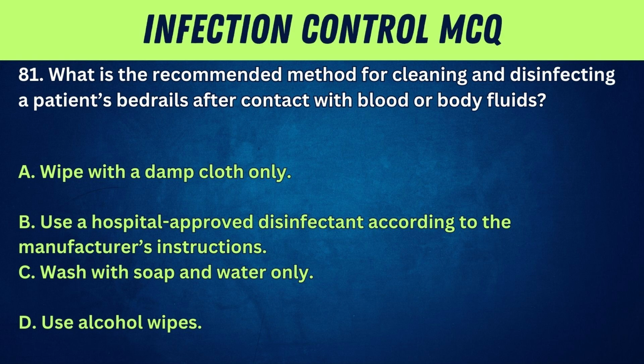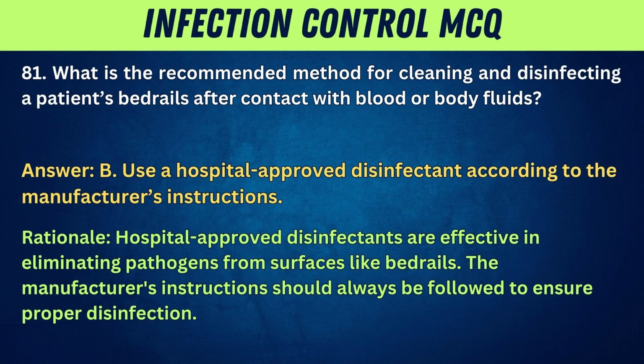B. Use a hospital-approved disinfectant according to the manufacturer's instructions. C. Wash with soap and water only. D. Use alcohol wipes. Answer. B. Use a hospital-approved disinfectant according to the manufacturer's instructions. Rationale. Hospital-approved disinfectants are effective in eliminating pathogens from surfaces like bed rails. The manufacturer's instructions should always be followed to ensure proper disinfection.